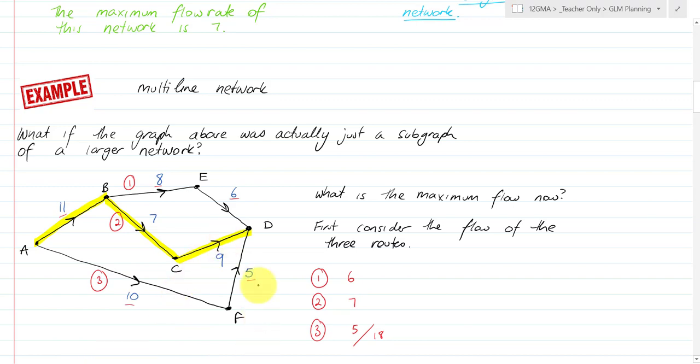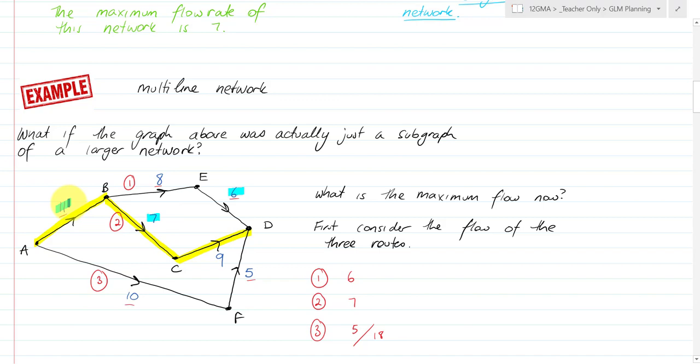Anyway, so from A to D, I can travel 11, 7 and 9, or 11, 8 and 6, which gives me a maximum flow rate of what I perceive to be 6 along route 1 and 7 along route 2. But if I'm getting 6 along route 1 and 7 along route 2, that's a total of 13. But one of my feeder lines here is 11.